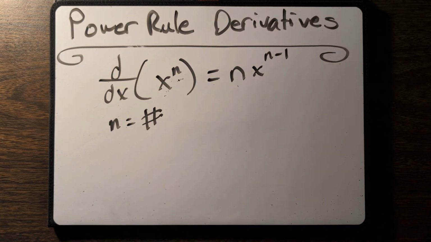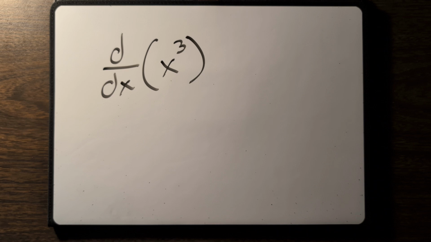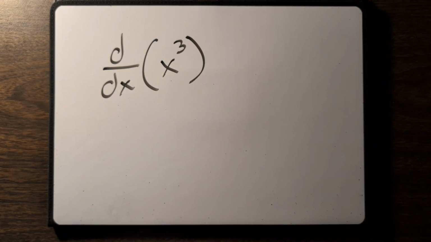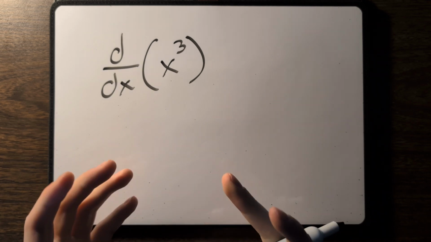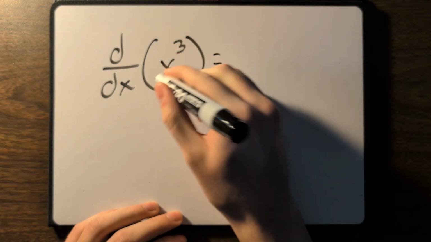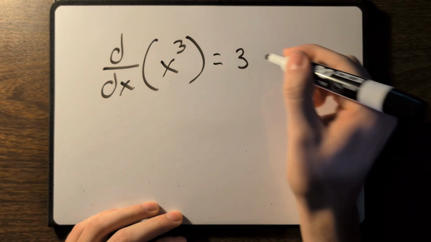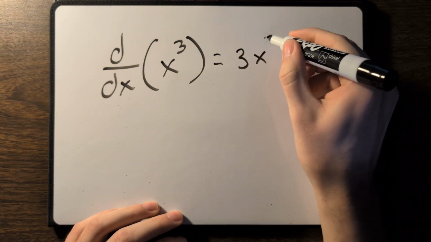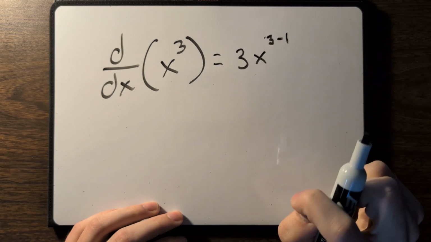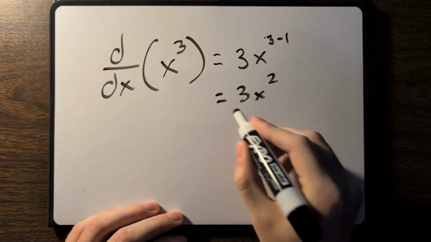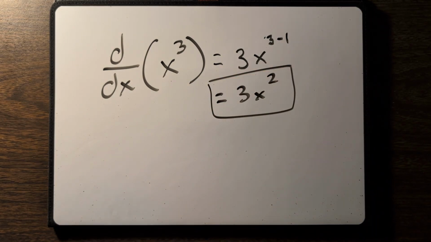Alright, let me show you an example. Let's look at the example x cubed, the derivative of x cubed. So using the same formula as I just showed, we are going to drop this exponent down into the coefficient and then subtract 1 from the exponent. This is just going to simplify to 3x squared. And there's our answer.